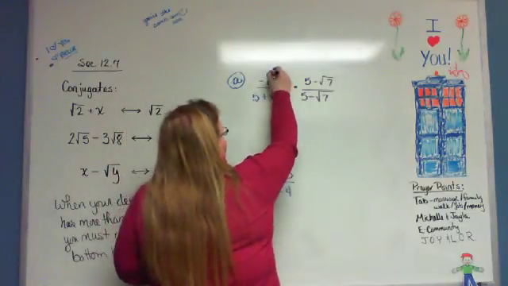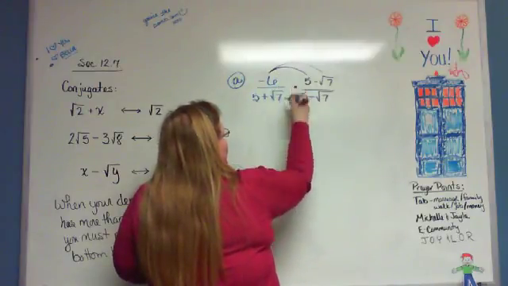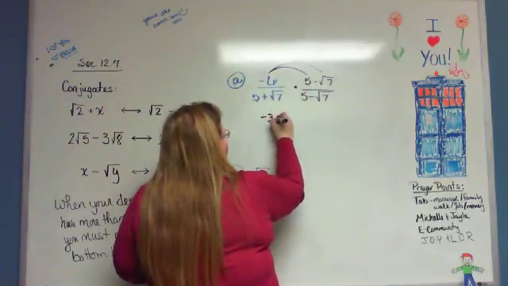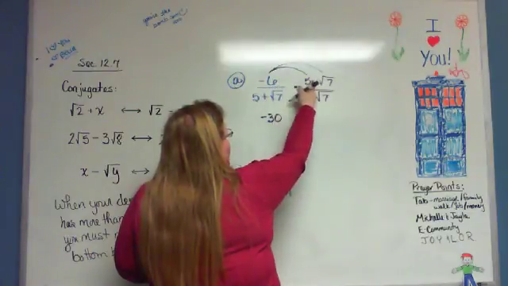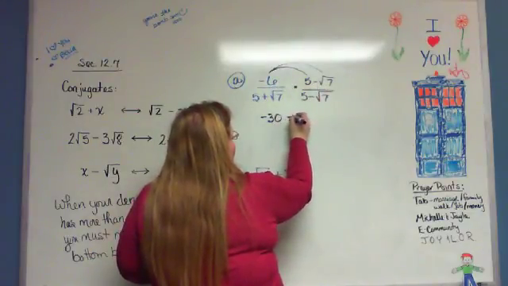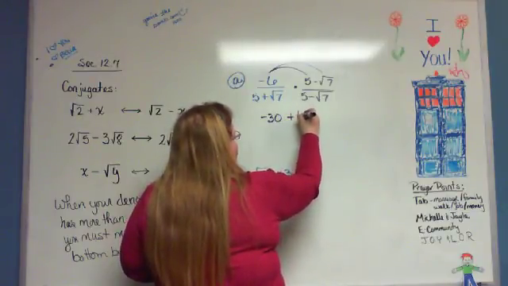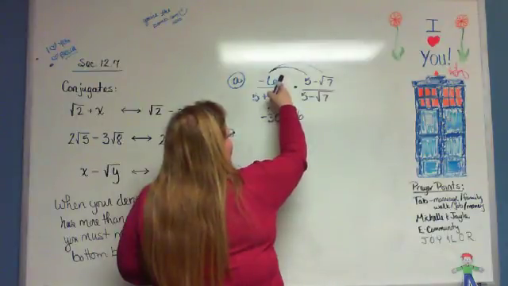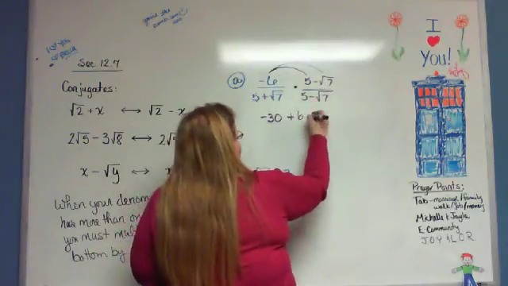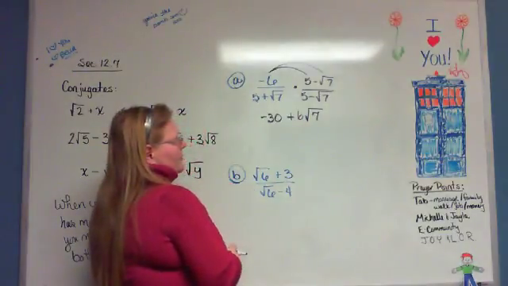So when I'm doing it on top, make sure you use your distributive property. Negative 6 times 5 is negative 30. Then negative 6 times negative 1, because that's what's on the outside, is a positive 6. And then there's nothing on the inside times that square root of 7. So that's my new top.